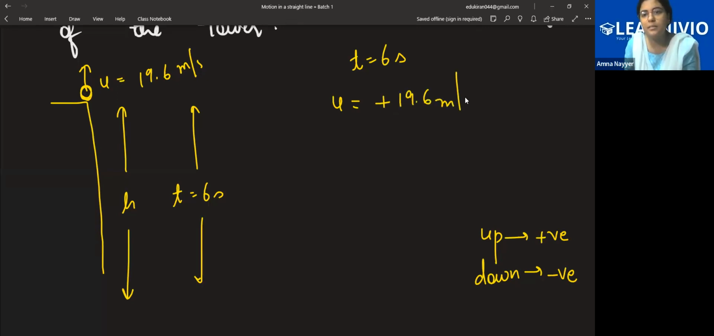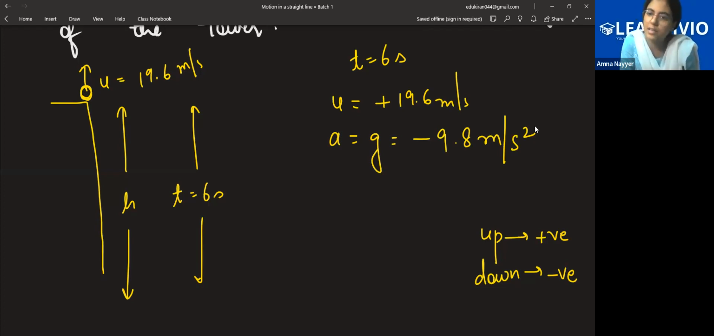19.6 meter per second. Now, acceleration is acceleration due to gravity, and that will automatically act downward. So that is minus 9.8 meter per second squared. If I had chosen downwards as positive, my acceleration due to gravity would have been positive. So that just helps us signify whether the direction is upwards or downwards.